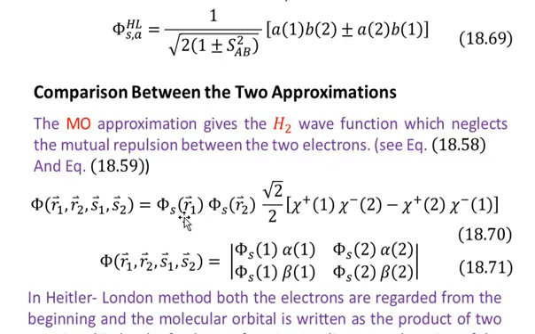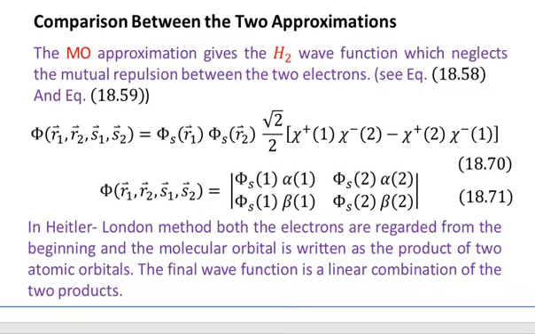And I have reproduced this wave function due to the molecular orbital approximation in equation numbers 18.70 and 18.71. This is what we have already discussed, these two forms of wave functions for the molecular orbital approximation for the hydrogen molecule. So you see that these are two forms of wave functions of the hydrogen molecule under the molecular orbital approximation.